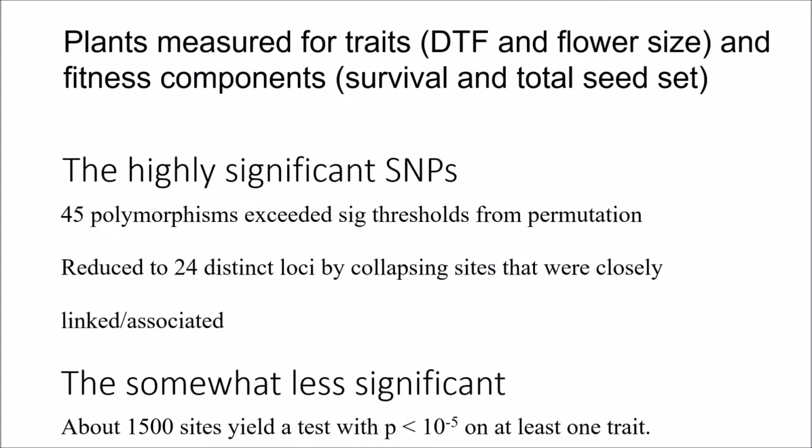The field study involved thousands of plants, but again, fitness is an inherently variable dependent variable that has a high degree of variability, and in some cases fairly low heritability. And so our results boiled down basically to 2 categories of variant. Those which were highly significant: 45 polymorphisms exceeded significance thresholds from permutation. These correspond to about 24 distinct locations in the genome. And we have a somewhat less significant set, which might include quite a number of false positives, but are useful for looking at. These are about 1,500 sites which exhibit an effect on traits or fitness, where they have a marginal p-value of less than 10 to the negative 5 on at least one trait.